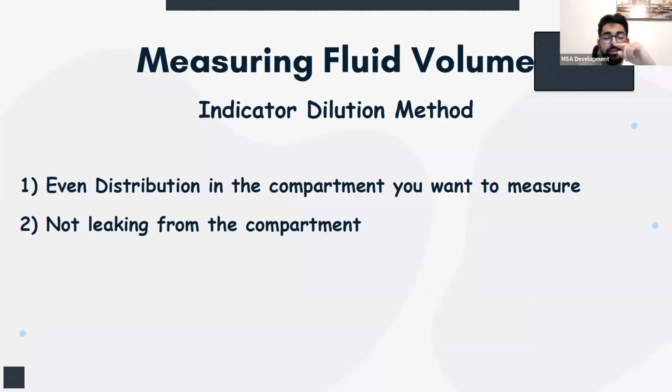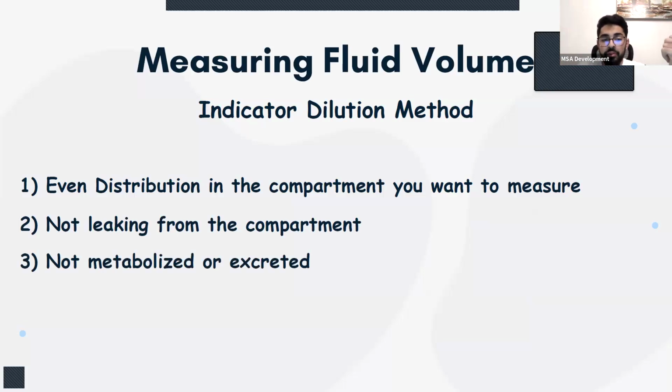Number 2, it needs not to leak from the compartment. Because if it leaks, it's going to affect the amount that's inside and you're going to have wrong calculations. And number 3, it needs not to be metabolized or excreted. Same concept, because this is going to affect your calculations, okay?